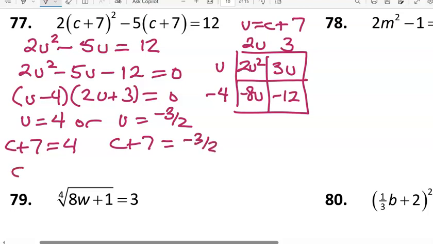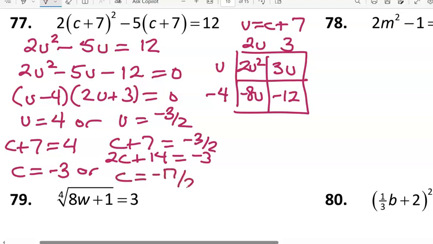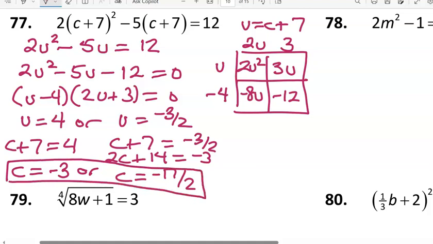If c plus 7 is equal to 4, c is equal to -3. And for the equation on the right, I'm going to multiply through by 2 first. So 2c plus 14 is equal to -3. And that's going to give us a c value of -17/2. Both of these are valid solutions because I don't have the type of equation that produces extraneous solutions.